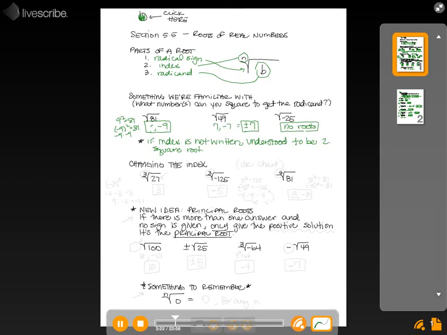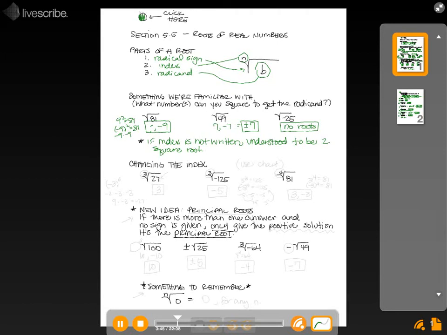Now, it's not plus or minus negative 5, because when we square those, we get a positive 25, and we want the negative. So watch that. A negative underneath there, you may have no real roots as your answer. And again, if the index is not written, it's understood to be a 2, which would mean it's a square root. Now we're going to extend this idea a little bit, and we're going to change the index.